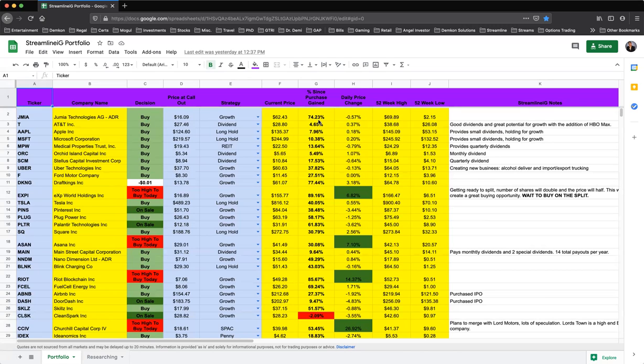The percentage you gain is not based on the number of shares or how much of a share, because you don't have to buy the whole share depending on who your broker is. If you have Robinhood, you can buy in portions. There are a few others out there, but we mainly use Robinhood for that. And then the daily price change. Jumia went down 0.57% today. It's still in a buy zone.